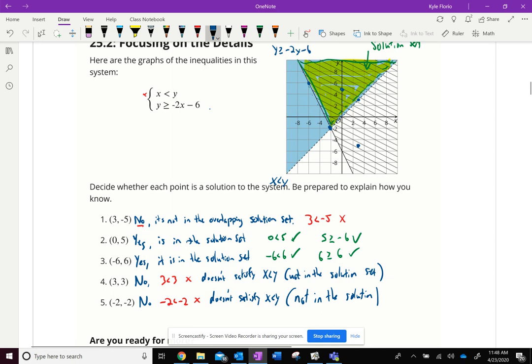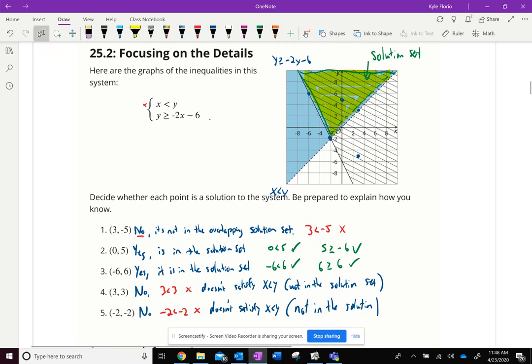Anyways, that's it for this part of lesson 25.2, focusing on the details. If you have your solution set graph, then all you have to do is look at points inside that graph and see if they work. If they're inside your solution set, you have a solution to both inequalities. If it's not in the solution set, then it's not going to be a solution to the inequalities. And just be careful with the dotted lines and the solid lines.